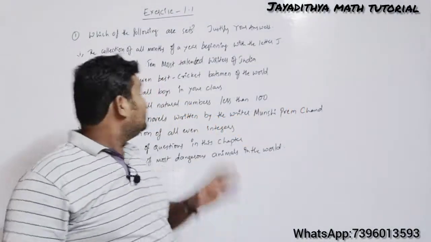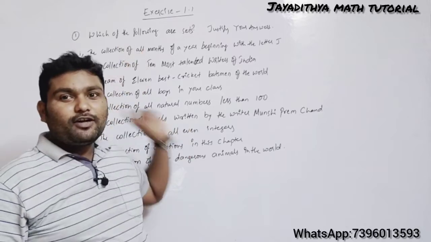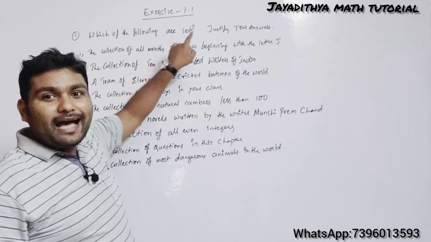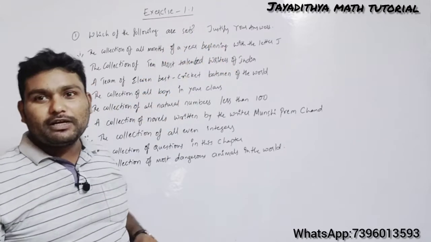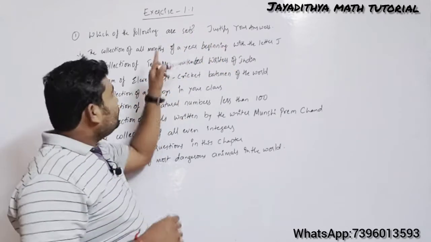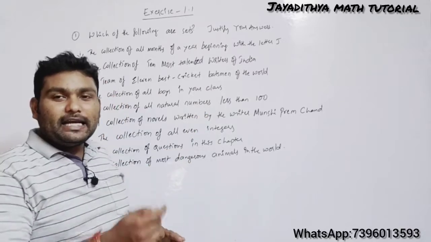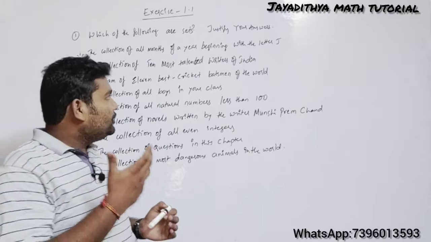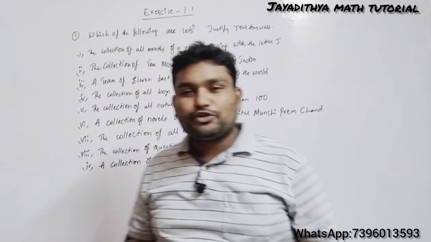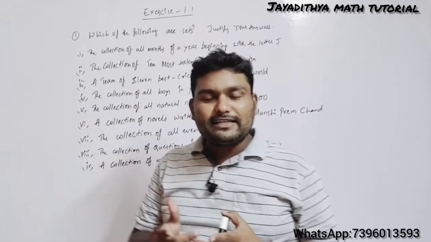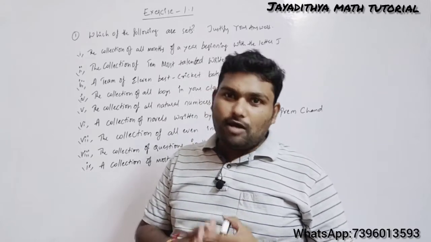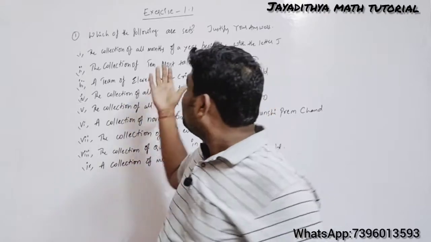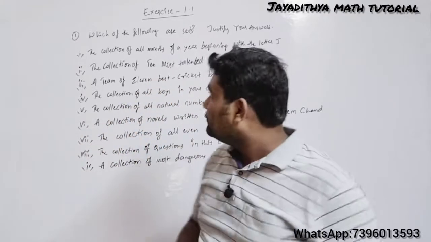So look at this question. This is the first question of your Exercise 1.1. What is the question here? Which of the following are sets? Justify your answer. From the given statements you should identify whether each is a set or not, and for that you should know the definition of a set. What is the definition of a set? A set is a collection of well-defined objects. So you know what we mean by well defined. Let us see whether the following statements are sets or not, with reasons.